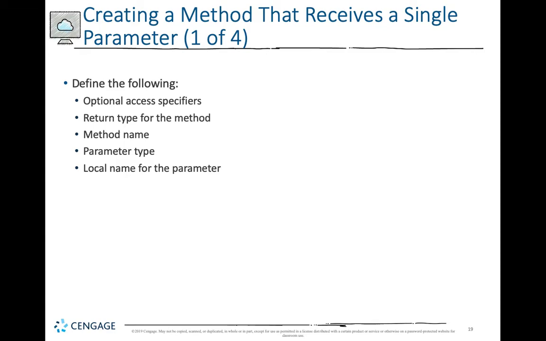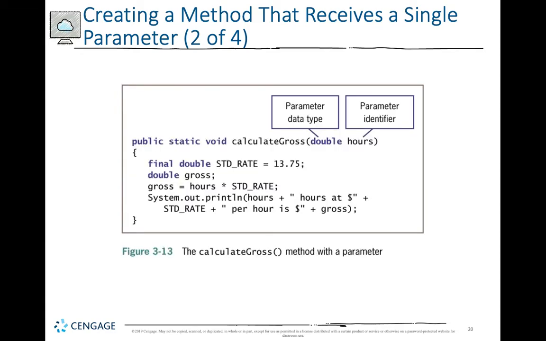So these are some optional access modifiers: the return type for the method name, the parameter type, the local name for the parameter. These are the things that you define for a method. All right. So here we have a method. This is called calculate gross. And where are we? We're at slide 20. All right. So we got a few more to go. I'm going to do some examples in class.